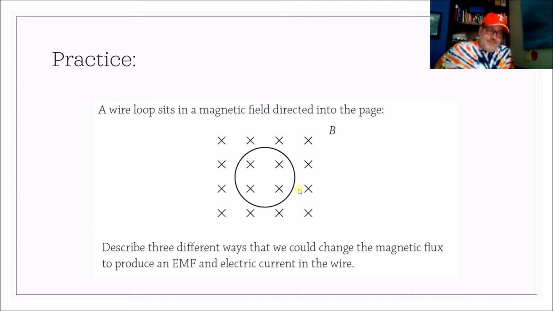That would work. I could rotate it or change its orientation, and this turns out to be usually the easiest way: you just rotate it in the magnetic field. So you go from maximum flux to 0 flux to maximum flux.